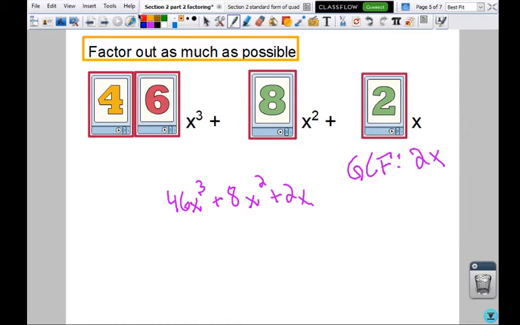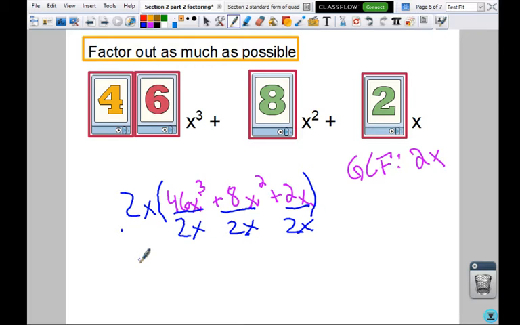Okay. So our greatest common factor in here is 2x. So what we need to do now is put the 46x to the third and the rest in parentheses. Once you do that, we're gonna put the 2x outside. We're gonna divide it out. Really, we're factoring out, but it's kind of like dividing by 2x everywhere. Looking good.